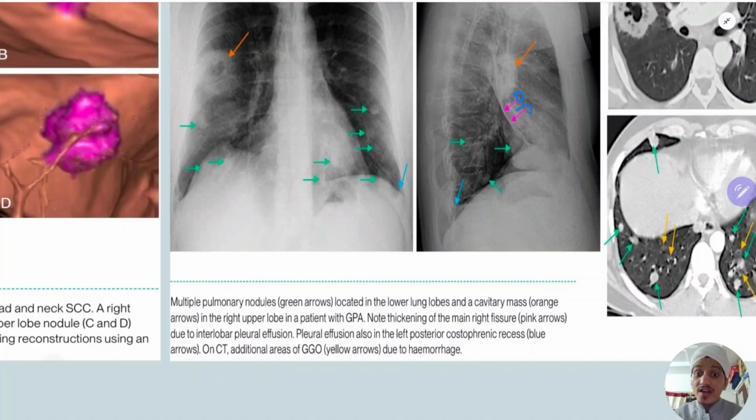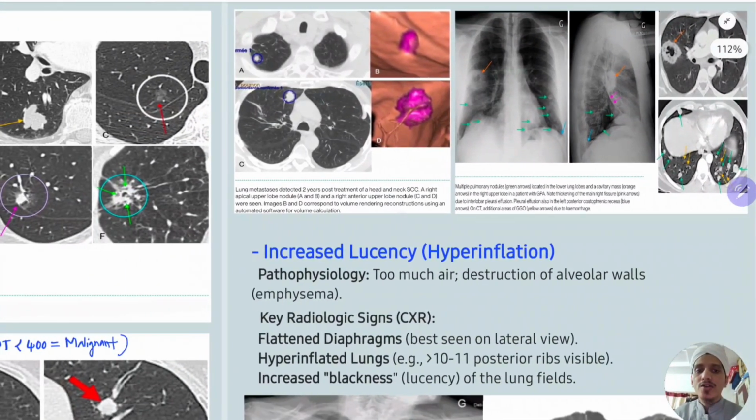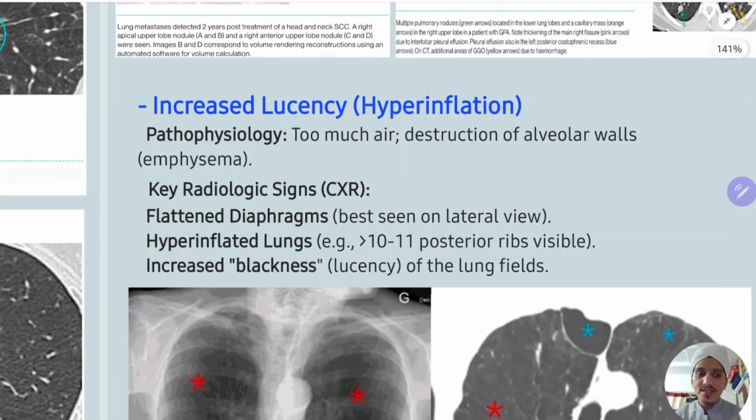And due to interlobar pleural effusion, also seen in the left posterior costophrenic recess. So this is known as the costophrenic recess in the lateral chest X-ray. Normally here there is no fluid, but you can note here some amount of fluid, due to fluid. Okay, so that's about the nodules on the chest X-ray.